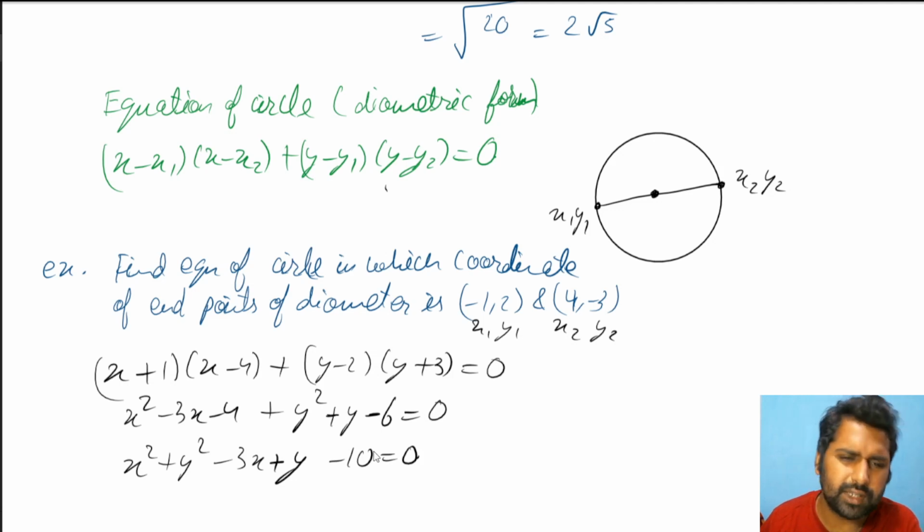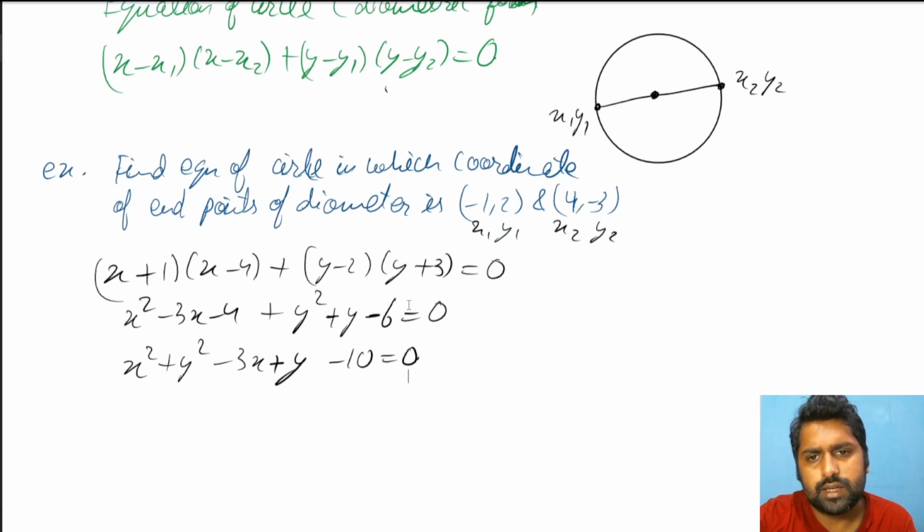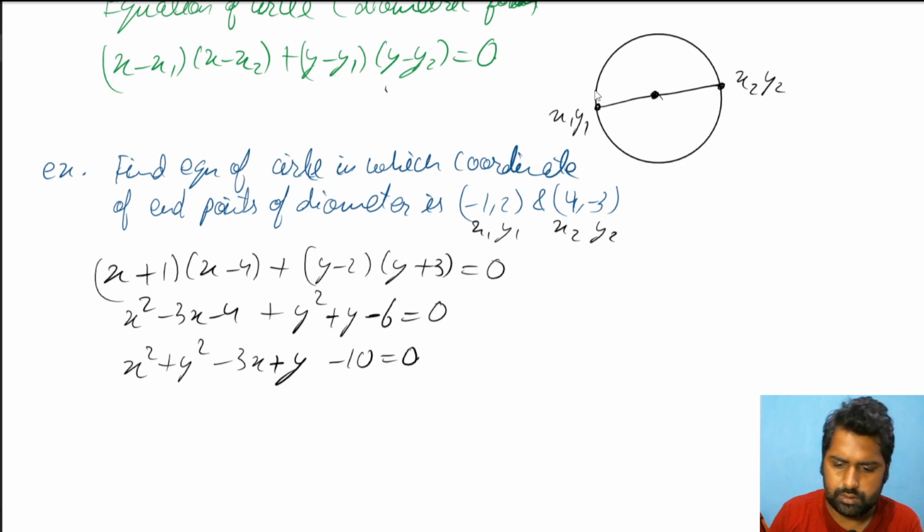Now he can ask you for the radius also. You can directly calculate using the method that I just taught you, using the standard equation x square plus y square plus 2gx plus 2fy. Or you can calculate the center using the midpoint, and then calculate accordingly. Okay, that was the diameter form.